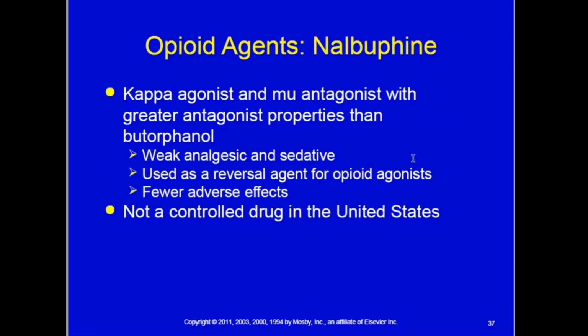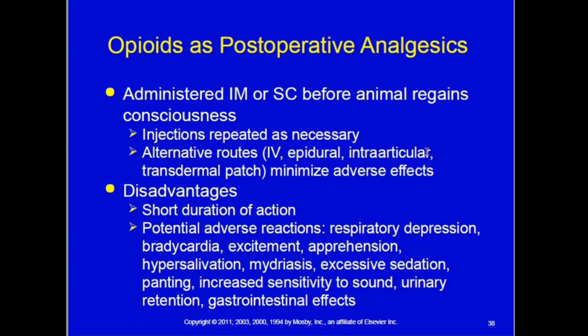Another drug is nalbuphine. It is a kappa agonist and mu antagonist with greater antagonist properties than butorphanol. It has weak analgesic and sedative properties. It is sometimes used as a reversal agent for opioid agonists. For example, morphine dependency can be reversed by nalbuphine. It can be administered IM, subcutaneously, with injections repeated as necessary per the duration of action.